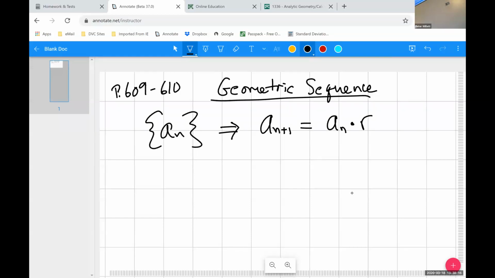So thank you. Great. Okay, so what does this mean? This means that as I go to the next term in the sequence, I just keep multiplying by the same number over and over again.